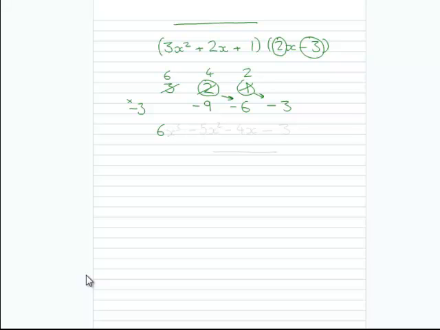So the first column gives us 6x cubed, because we're expecting a cubic for multiplying a quadratic and a linear, minus 5x squared, and that's from 4 minus 9. Next column gives us 2 minus 6, so it gives us minus 4x, and finally minus 3.